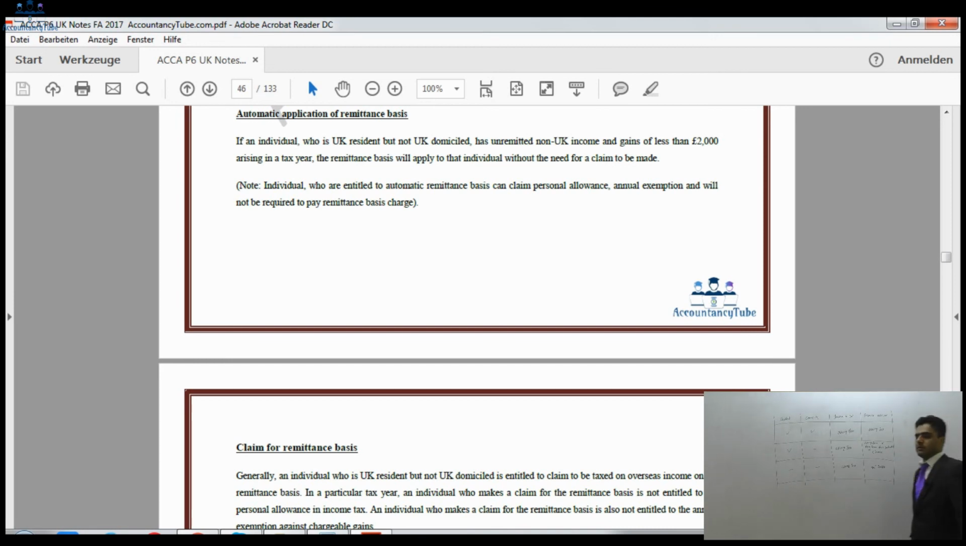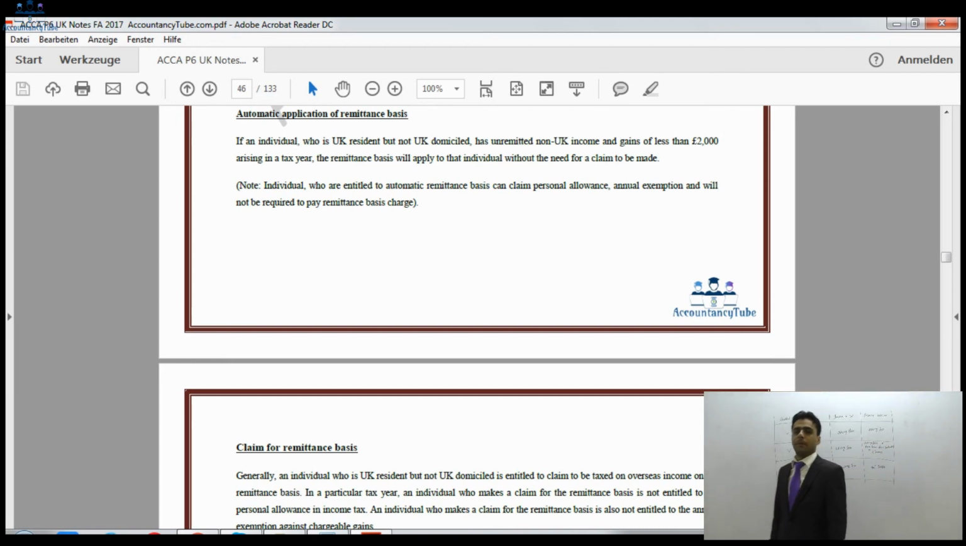All of these remittance basis charge amounts will be given to you in the exam paper in the tax allowances section. So you do not have to memorize this stuff. It will be given to you in the exam. However, you will have to memorize what the remittance basis charge is. It will earn you some marks. And after that, it says the individual is required to nominate unremitted non-UK income and gains against which the remittance basis charge applies. And in each tax year, the individual can choose whether or not to claim the remittance basis.